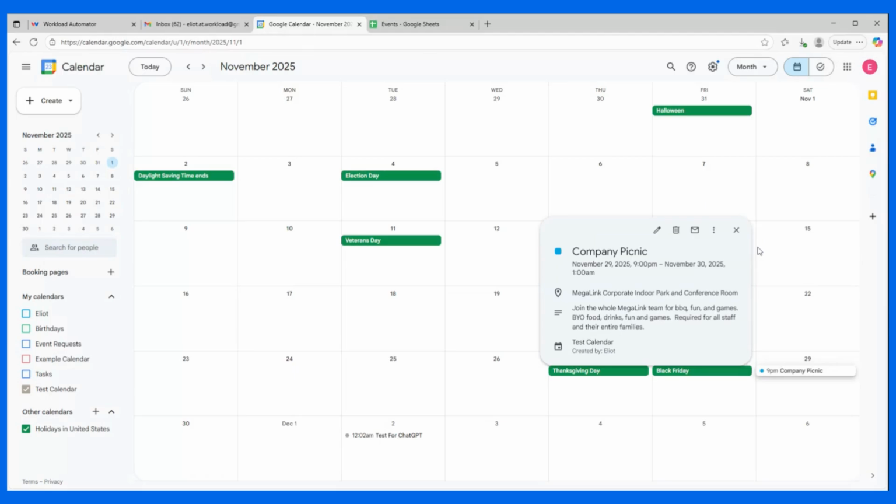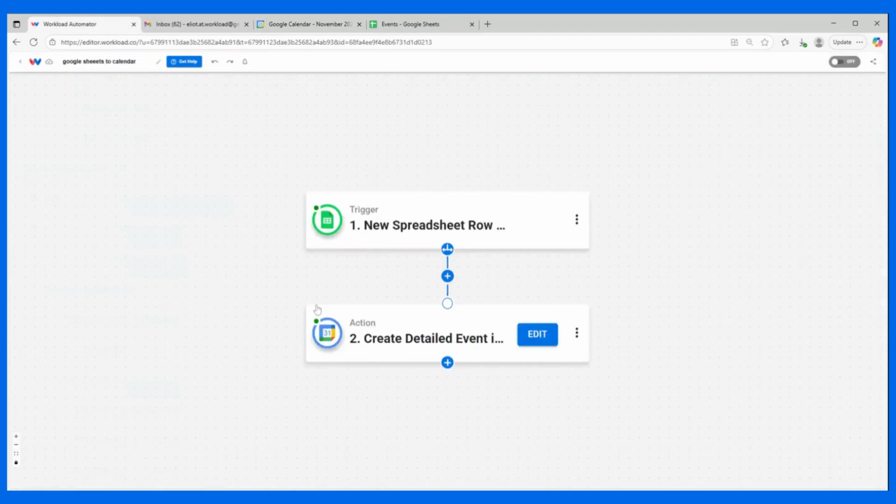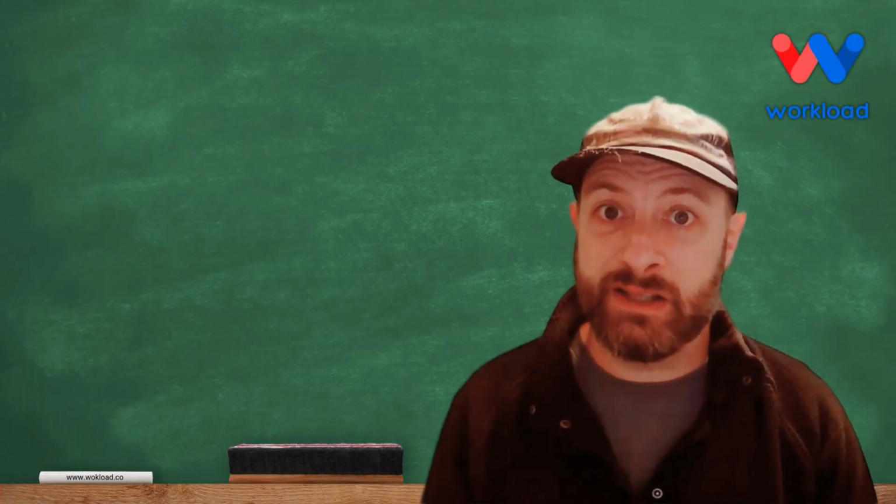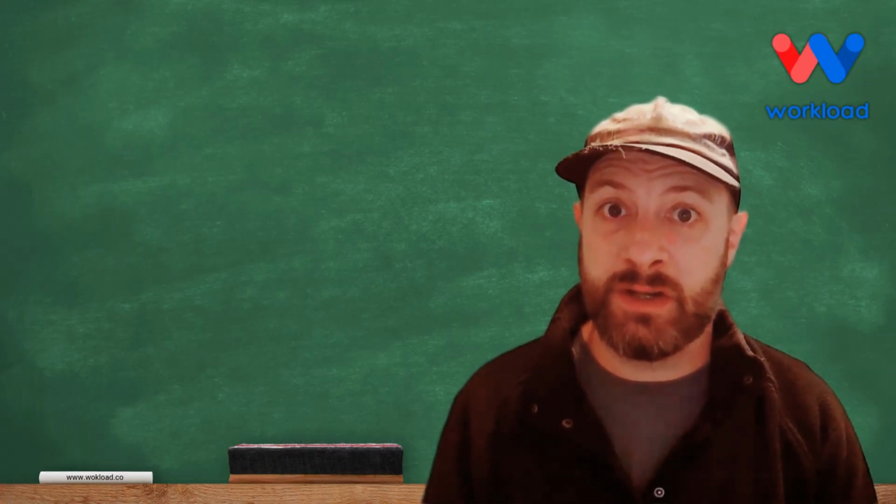We can come back over to the Workload editor. We can check and make sure there's a green dot in each of our nodes. Then I can activate my workflow. And now, whenever there's a new row added to that particular spreadsheet, the details of that spreadsheet will be used to create a calendar event in Google Calendar. And that's how you can use Workload to build a workflow that automatically creates a calendar event whenever you update a spreadsheet.